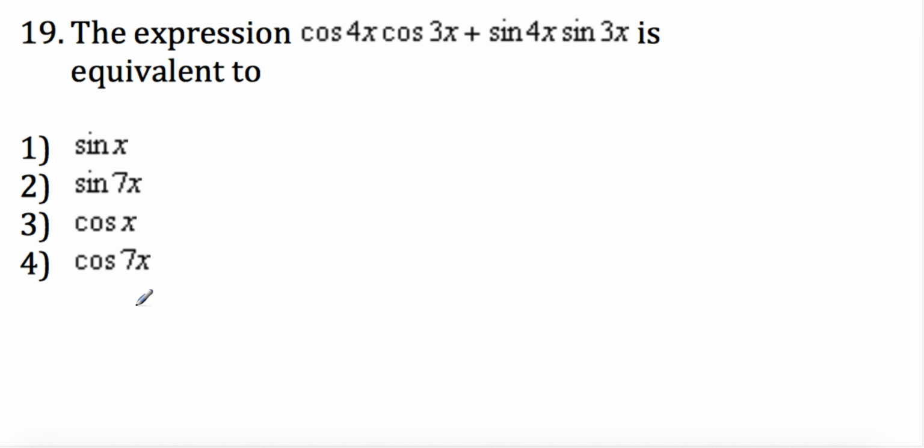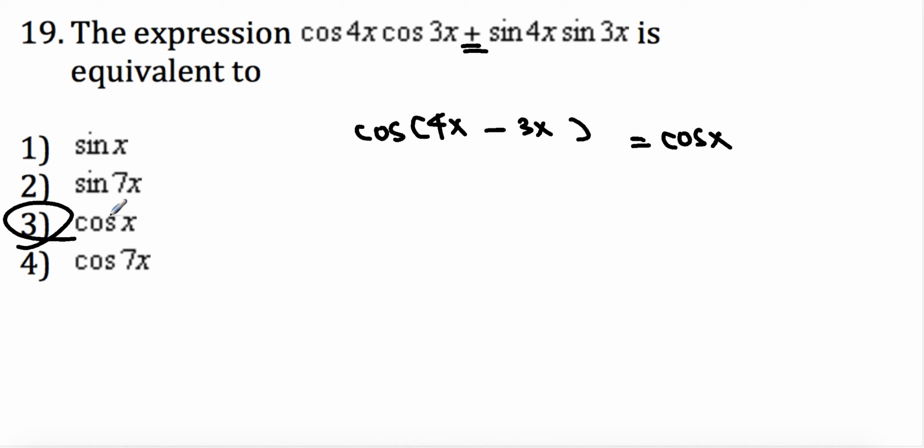Number 19. What is this expression equivalent to? Now, cosine, cosine, sine, sine. In fact, that talks about the sum or difference of the angle of cosine. So I'm going to write down 4x and then 3x. But when you look at the middle sign, that's equal to positive. That means in case of cosine, the opposite sign should be in the middle. Then we end up getting cosine of x, which is choice 3 becomes the answer.